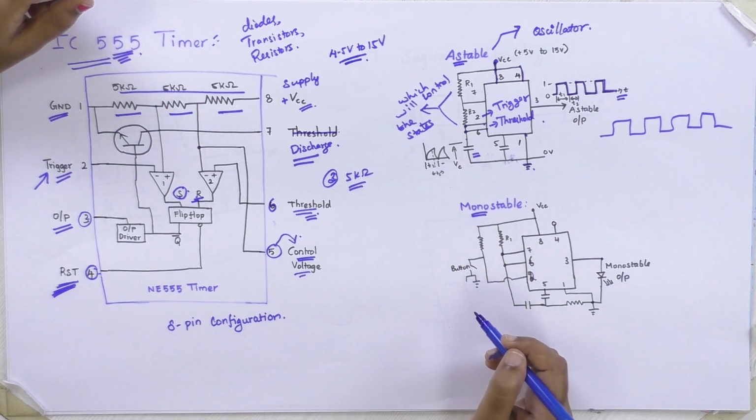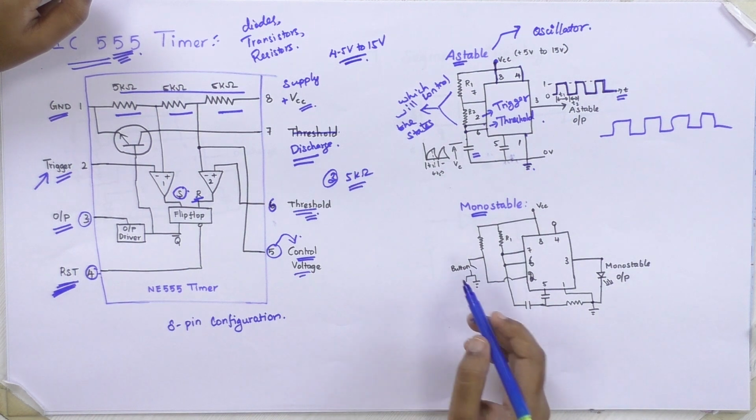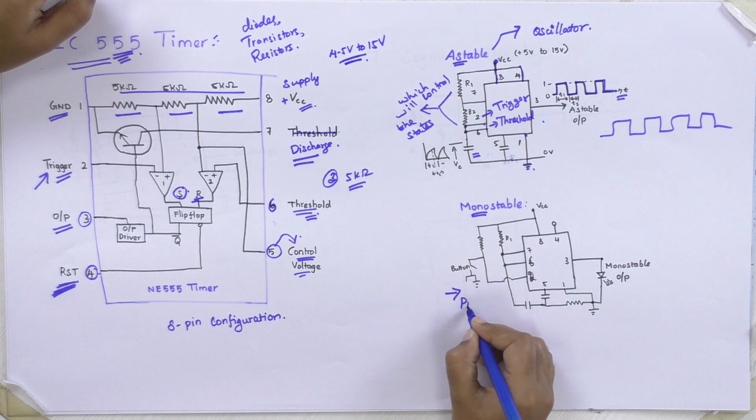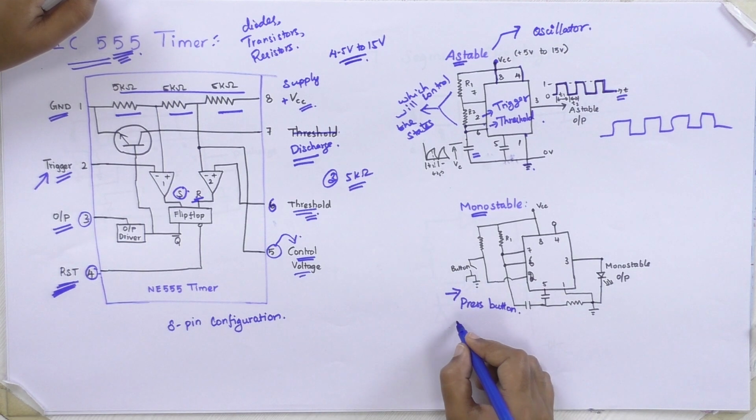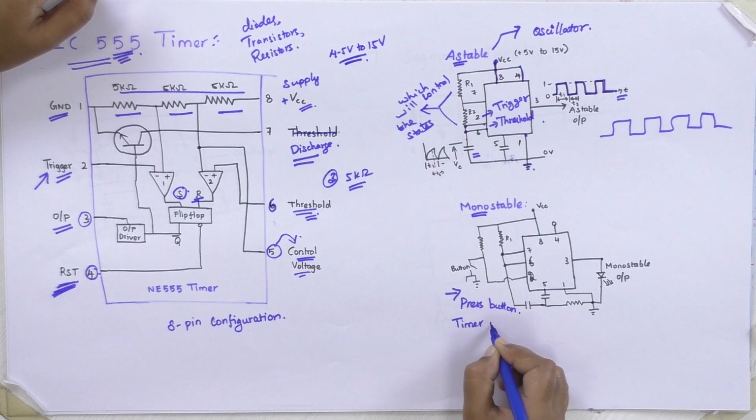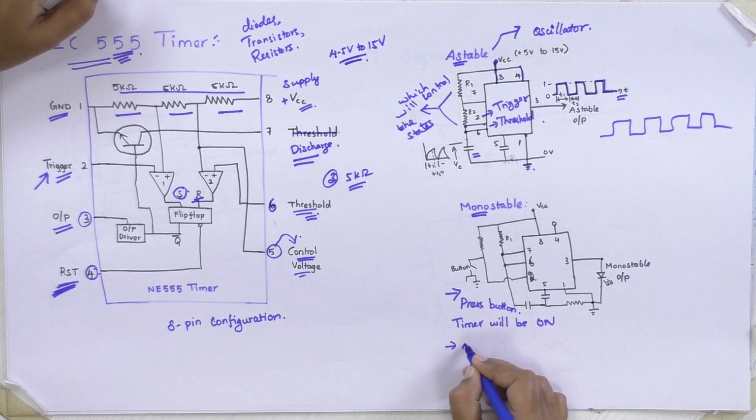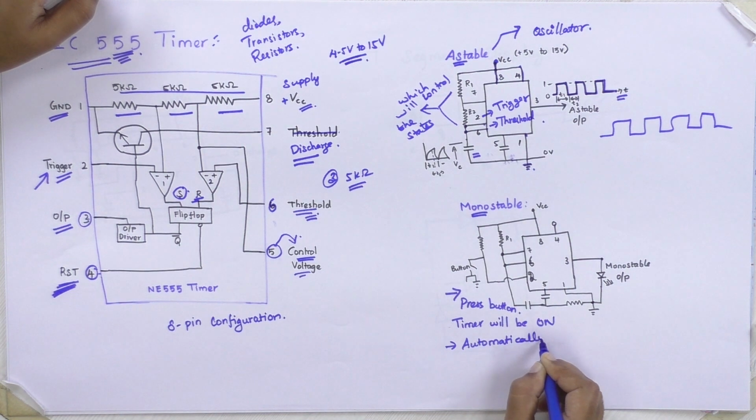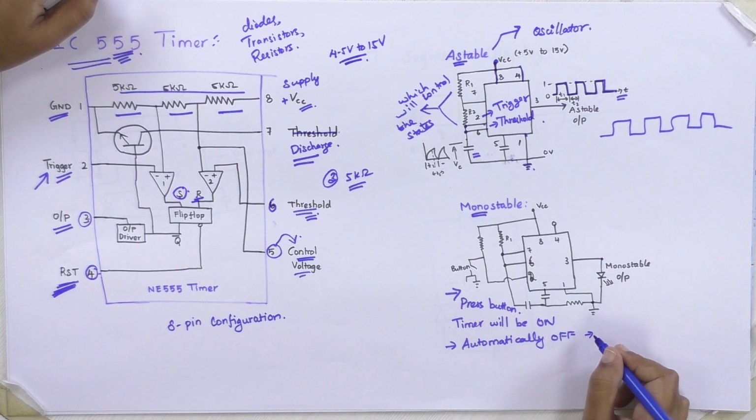Next is the monostable state. In the monostable state, it will act like a push button. Once you press the button, your timer will be on and it will get automatically off at a certain period.